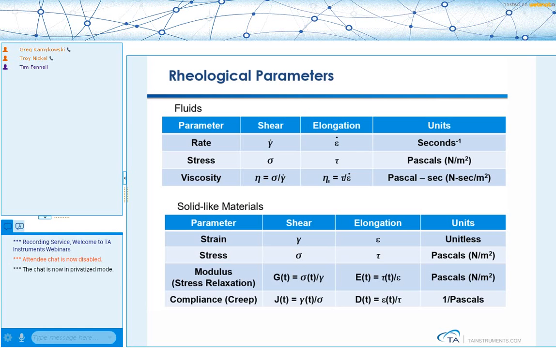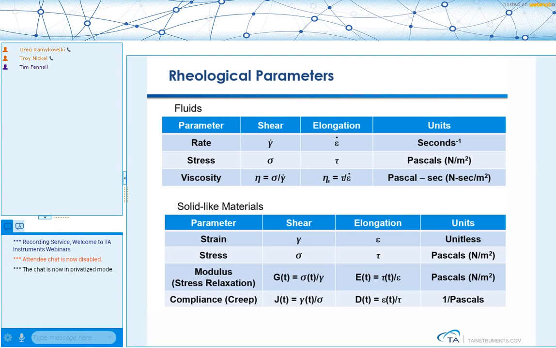So here are the parameters that we use when we do rheological testing. The shear rate is usually denoted by the Greek letter gamma with a dot over it. The elongational rate is epsilon with a dot over it as well, and the units on that are reciprocal seconds. The stress parameter in shear is usually denoted by sigma, and in elongation by tau, and the units are pascals, which are newtons per square meter.